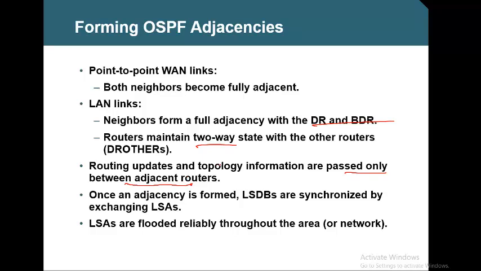Once the adjacency is formed, the LSDB is synchronized by the exchanging of LSAs. LSAs are flooded reliably throughout the area or network. So within an area, the type 1, type 2 LSAs are flooded. Type 1 LSAs are the ones generated by every router and sent to every router. Type 2 LSAs are sent from the DR. We just saw that the DR is the one responsible for giving the routes to everyone, giving the information to everyone in that LAN.